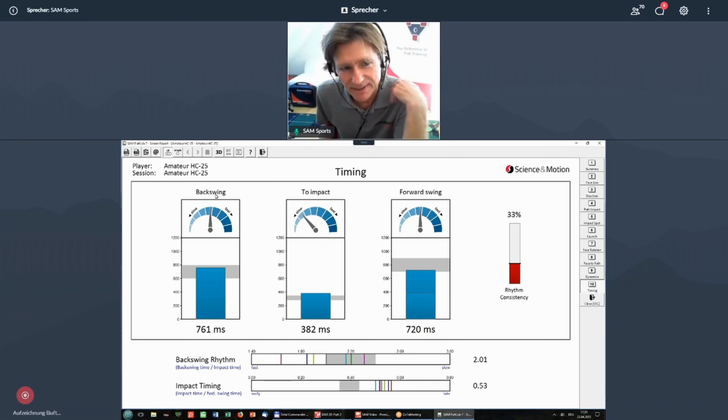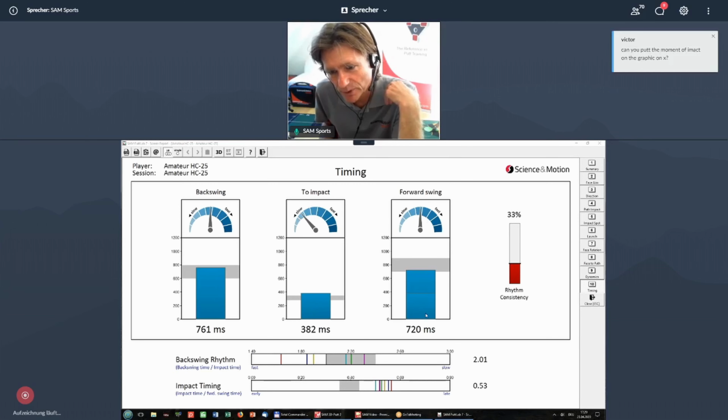So we now have a speed meter for your tempo for the backswing, which is in this case intermediate if you're in the gray range, which is slow because this is at the slow side of the gray range. So time of impact is slow, and the forward swing would be inside of the range at the lower part, but still inside of the range. So it would still have kind of a neutral pace.